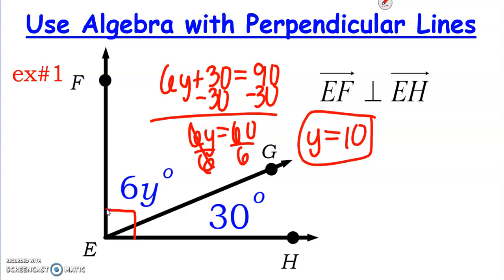If I were to ask you for the measure of angle FEG, then you would plug 10 in for y, and you would find that the measure of this angle is 60 degrees. Right. So now if you check, 60 plus 30 does add up to our 90 degrees, so we know that that's right.